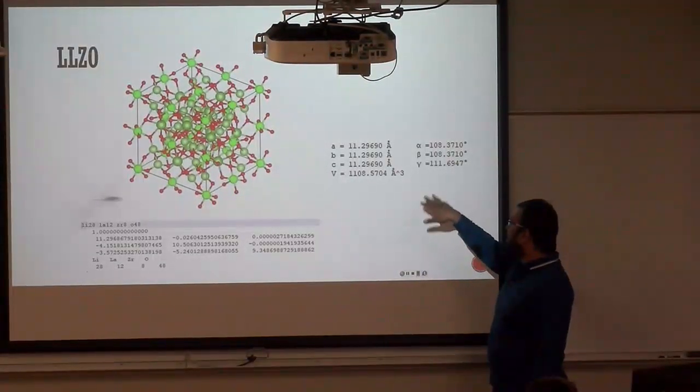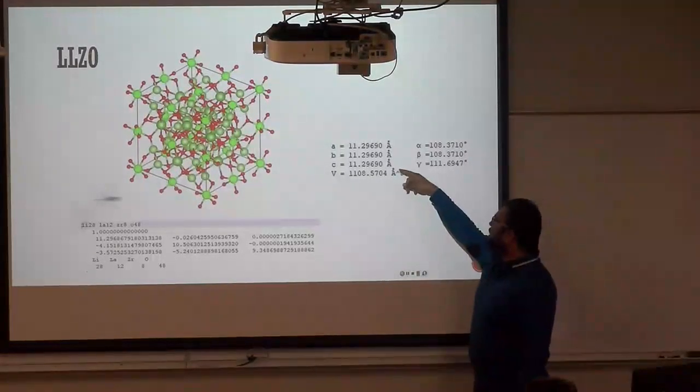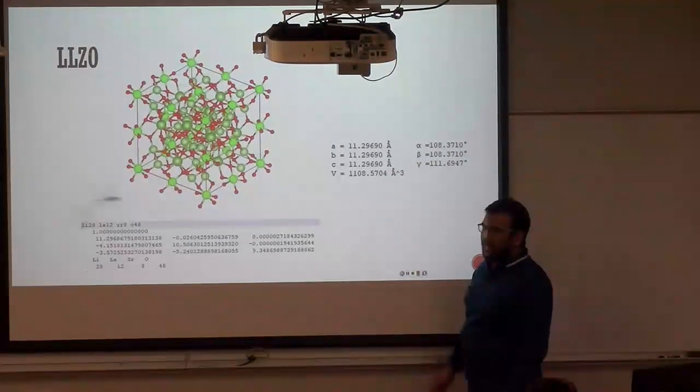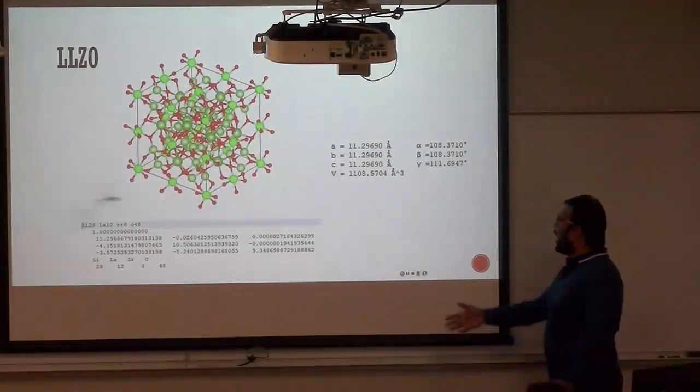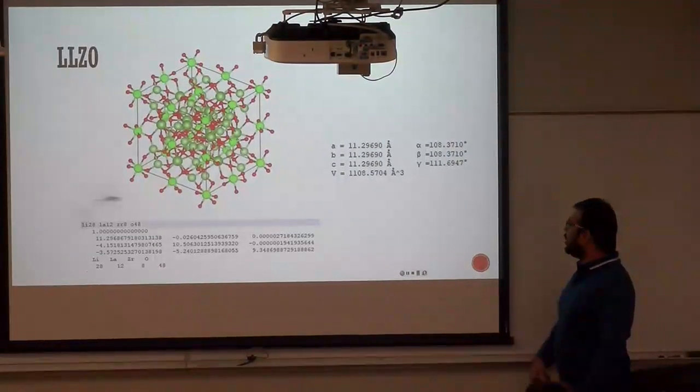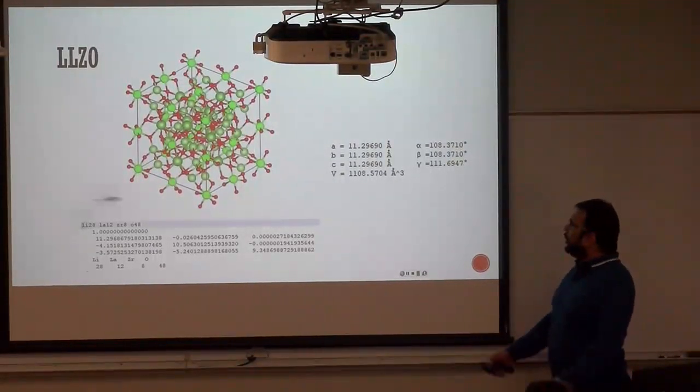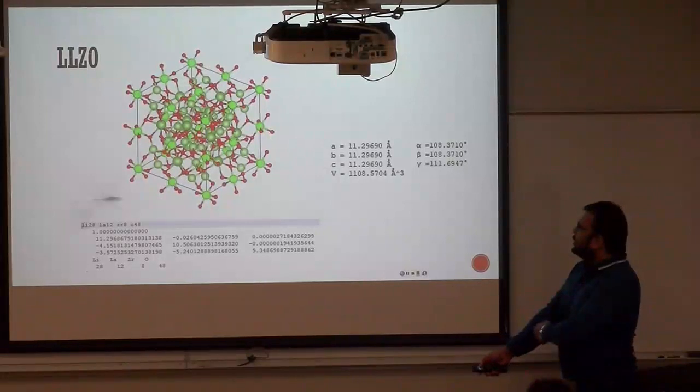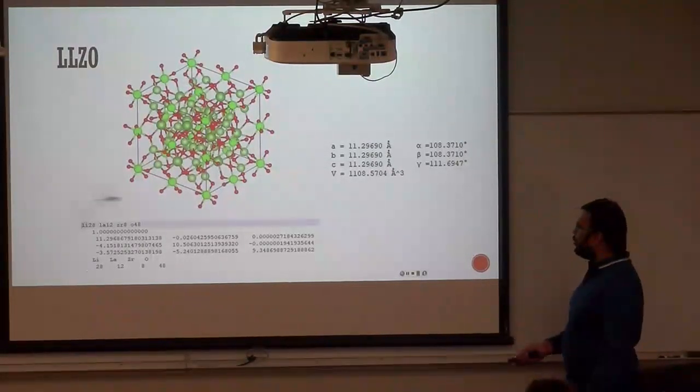In A, B, and C, we can see that the length is the same. That means this is a cubic structure having volume 1108. So I have calculated the density of state for this one. So how to do that?